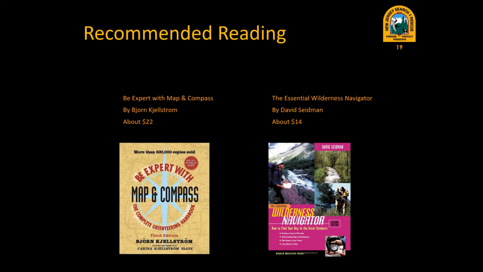We've gone over the basics of what you would need in order to orient yourself using a map and compass in terrain. However, if you want a more in-depth look at this, we recommend these two books: Be Expert with Map and Compass, and also The Essential Wilderness Navigator. Both of them give wonderful tips and in-depth information about how to properly navigate using your compass while in the field and how to use it with a map.